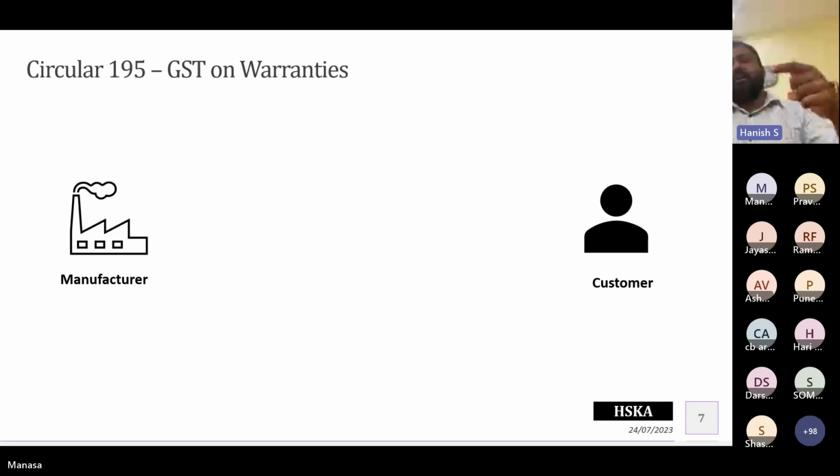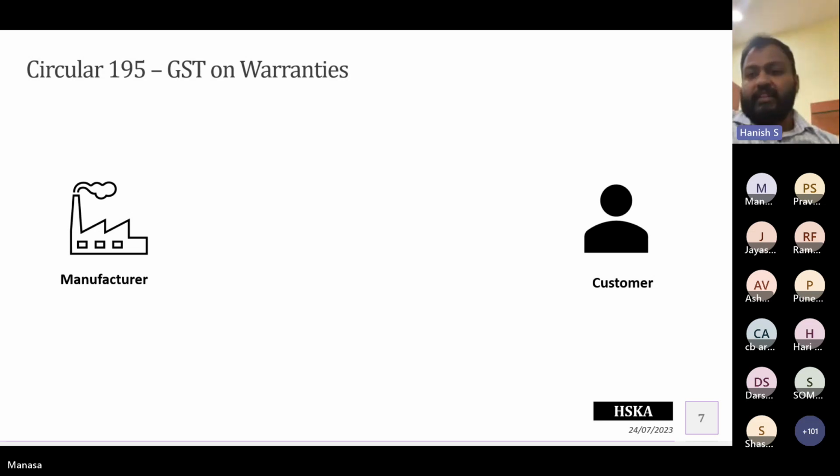If you observe, we are skipping some circulars. So we were at 192, then 193, and 194 is missing. Not because we don't know about it. It is because it's very simple and may not have a widespread impact. So that's why we are not covering that as of now. But at a later stage of our presentation, we will be covering those circulars as well.